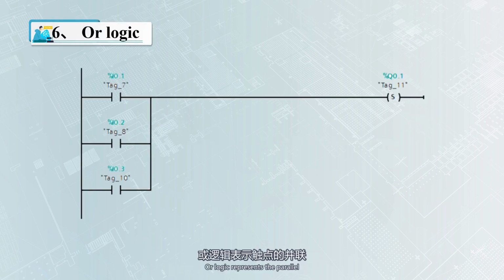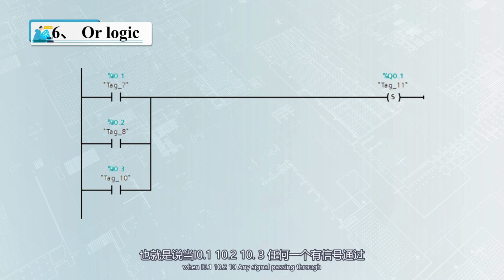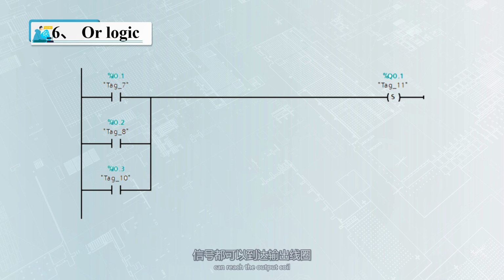2. OR logic represents the parallel connection of contacts, where the contacts can be either normally open or normally closed. As shown in the figure below, when there is a signal passing through I0.1, that is, when I0.1 is 1, the signal can be transmitted to the output coil Q0.1. Whether there is a signal passing through the other two contacts does not affect the transmission of the output coil signal. When I0.1, I0.2, or I0.3 has a signal passing through, it can reach the output coil.